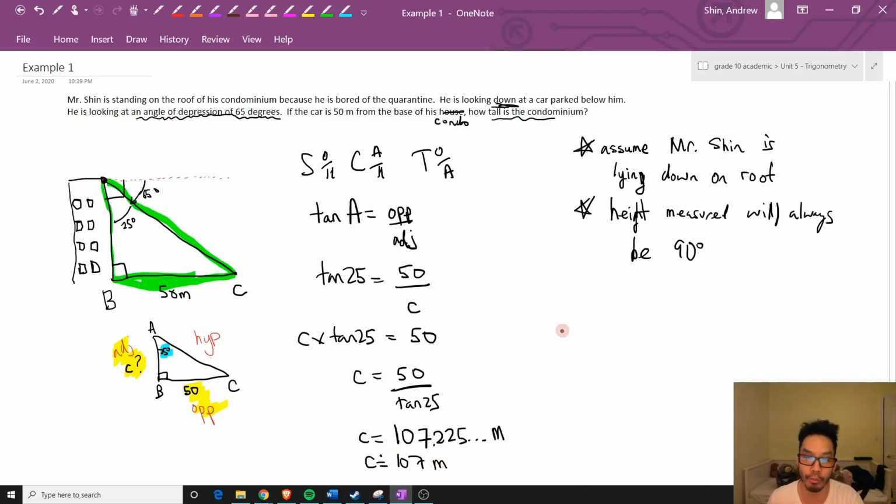And because it's a word problem, we're going to answer them in words as well. So we got to interpret our answer within the context of their question. So the height of the condo is 107 meters.